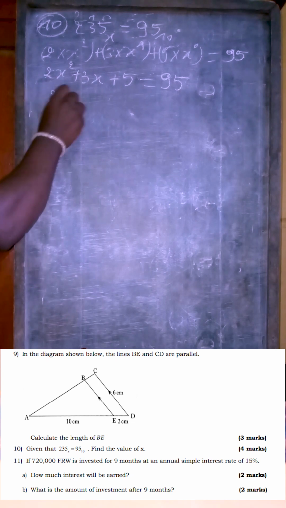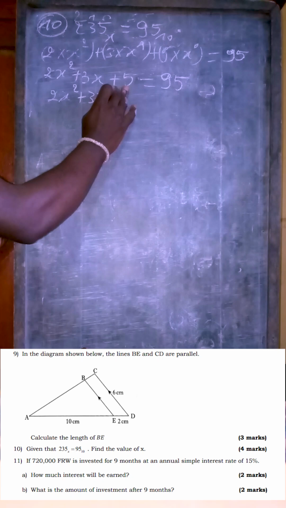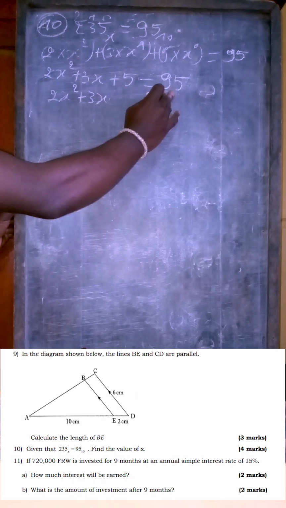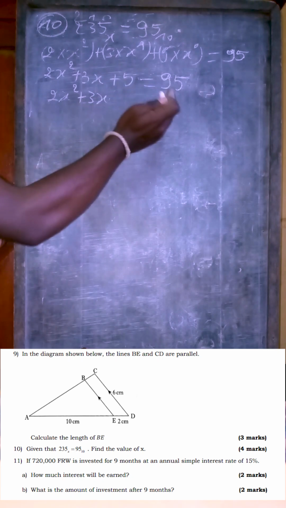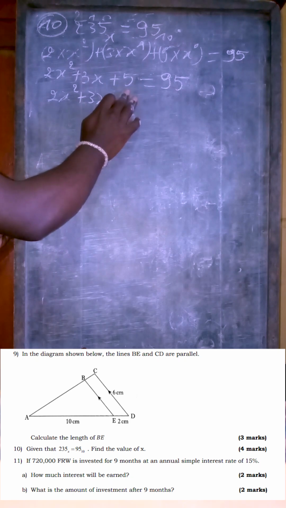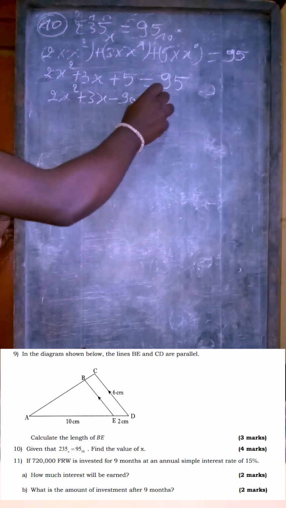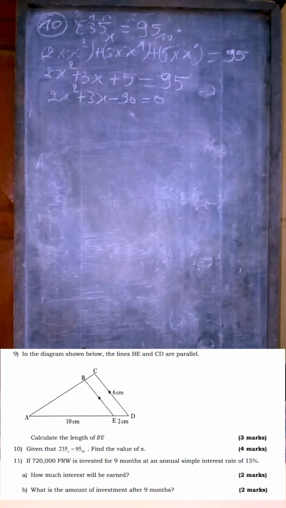It will be 2x squared plus 3x plus 5 minus 95, because 95 has to be moved before the equal sign. It will be minus 90 and is equal to 0. This is the quadratic equation. We have to solve it by using different methods.